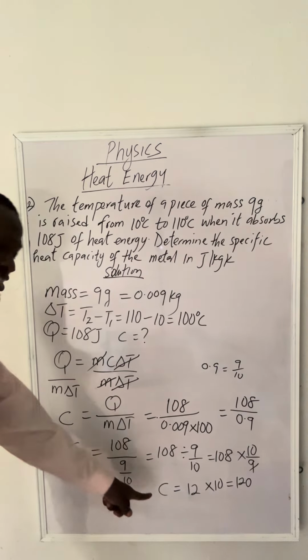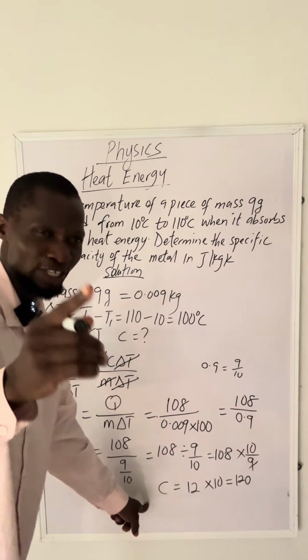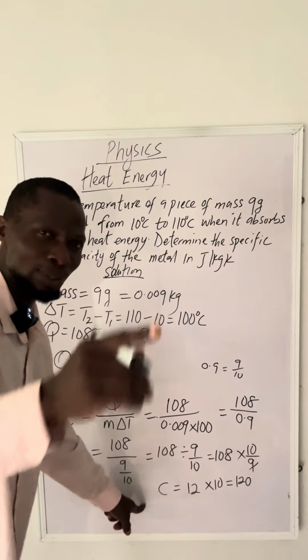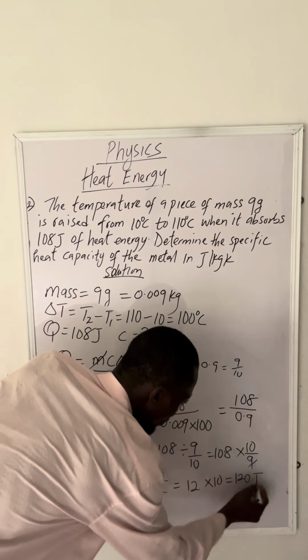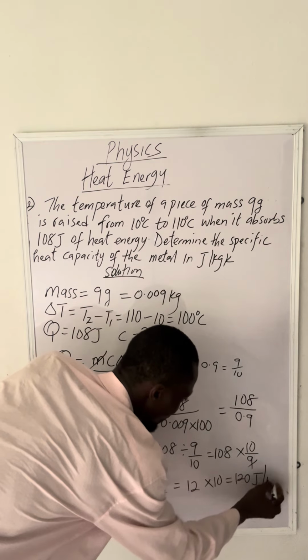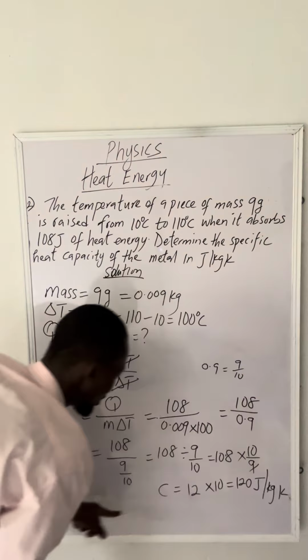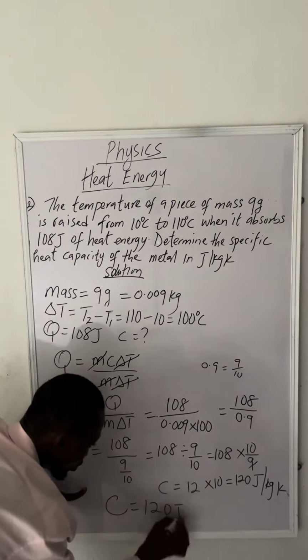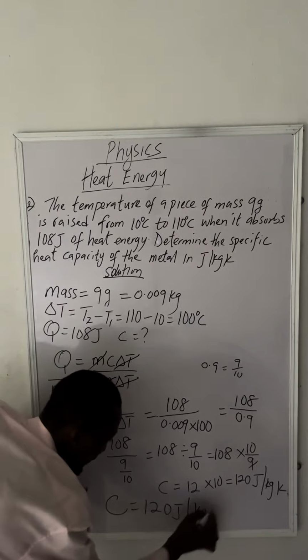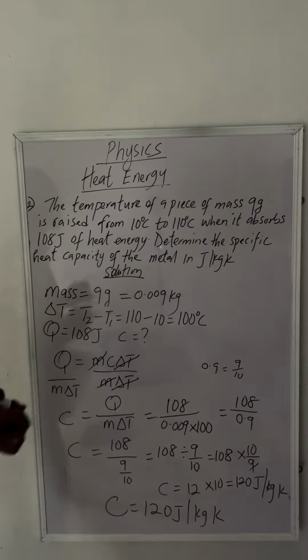But remember, this is specific heat capacity. Don't forget your unit, joule per kilogram per Kelvin. So I'm going to put 120 joule per kilogram per Kelvin. So our C finally is 120 joule per kg per Kelvin. That is the solution to that.